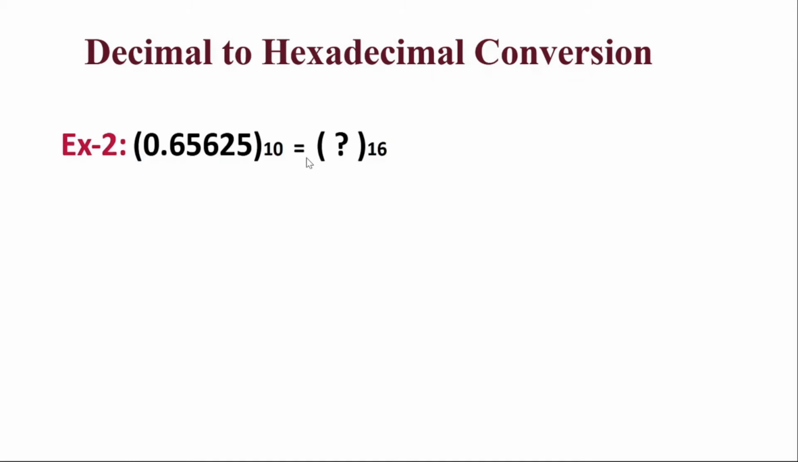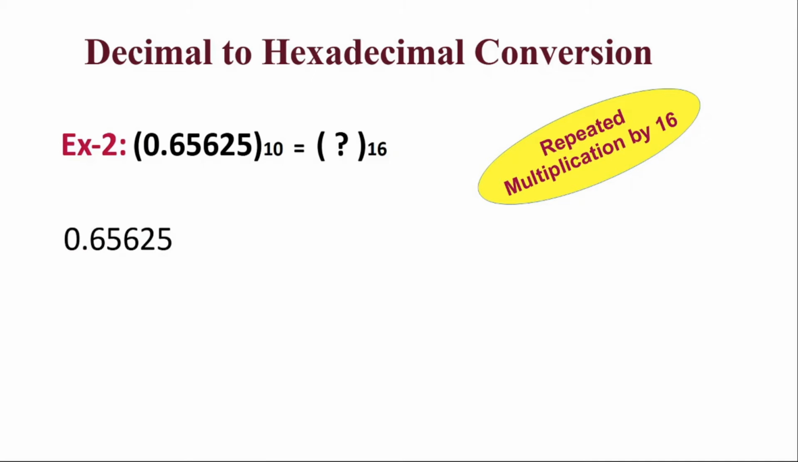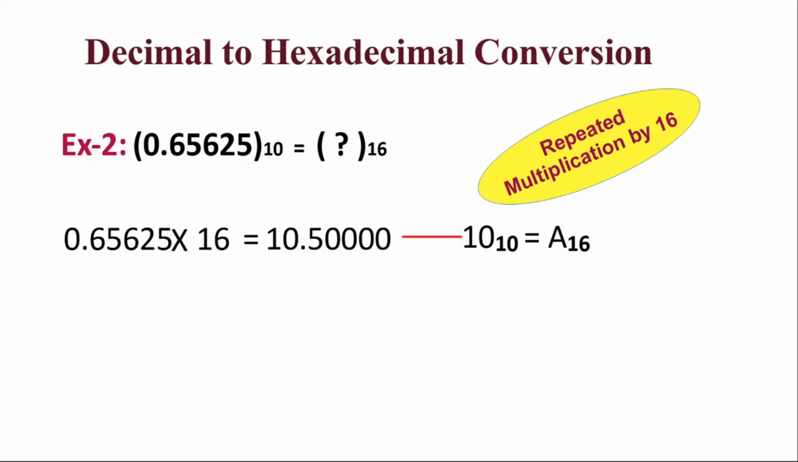Now let us consider example 2. It is a fractional number. Hence we have to perform the repeated multiplication by 16. After the first multiplication operation, we get 10.50000. We have to take out the integer part 10, which is equivalent to A in hexadecimal system, and it is our MST.